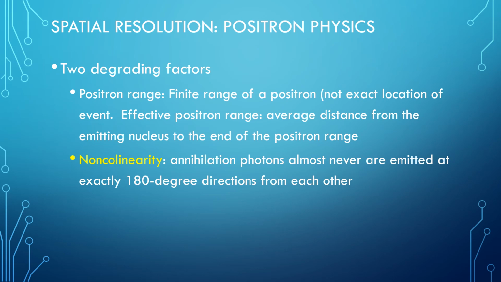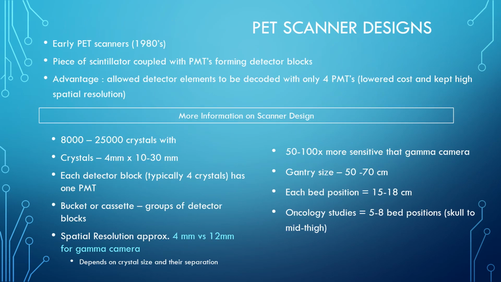The effective positron range is defined as the average distance from the emitting nucleus to the end of the positron range. The non-collinearity is a term that refers to the annihilation photons really never being emitted at exactly a 180-degree direction from each other.